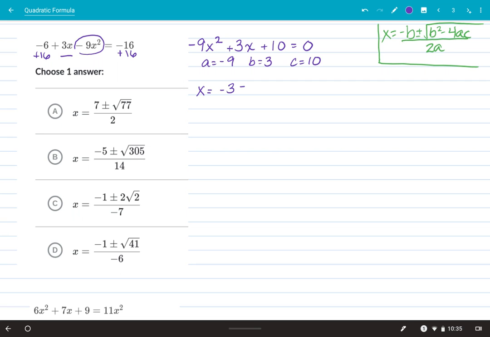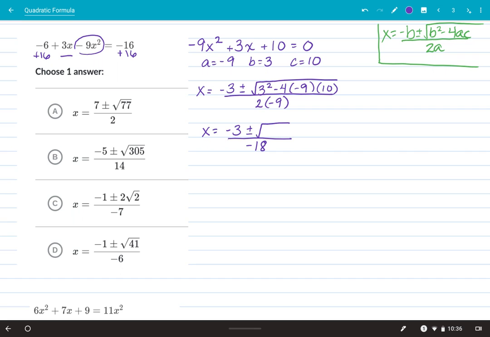Opposite of b, plus or minus the square root of b squared minus 4 times a times c, all over 2 times your a. Do what you know before getting a calculator. And 2 times negative 9 is negative 18. If you just look at your answers right now, it's not going to be any one of those. So we are going to need to do another step after this.